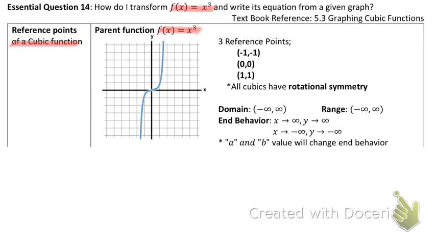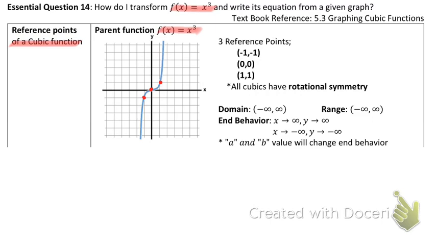And anytime you see x to the third, or more specifically, anytime you see a function with a power of 3, I want you to memorize these 3 parent points. Remember, to graph, like we mentioned before, you must have points to start off with. So for powers of 3, you're going to start off with these 3 parent points: (-1, -1), (0, 0), and (1, 1). We're going to use these points to graph our cubics with transformations.